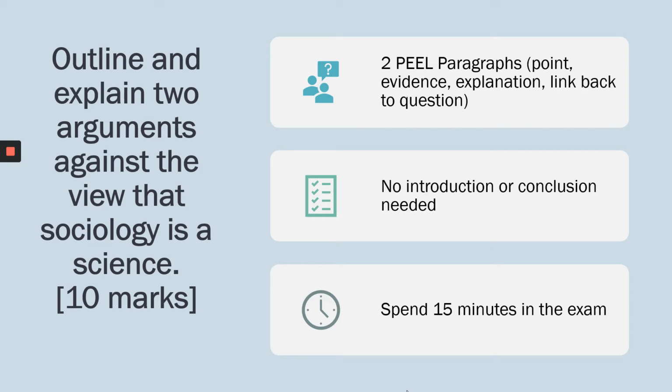You don't need an introduction or a conclusion. You go straight into your first argument. So you would say one way or one argument against the view that sociology is a science is, and you would just go straight into the first point. In the exam, you would spend 15 minutes on this question. It's a minute and a half a mark.